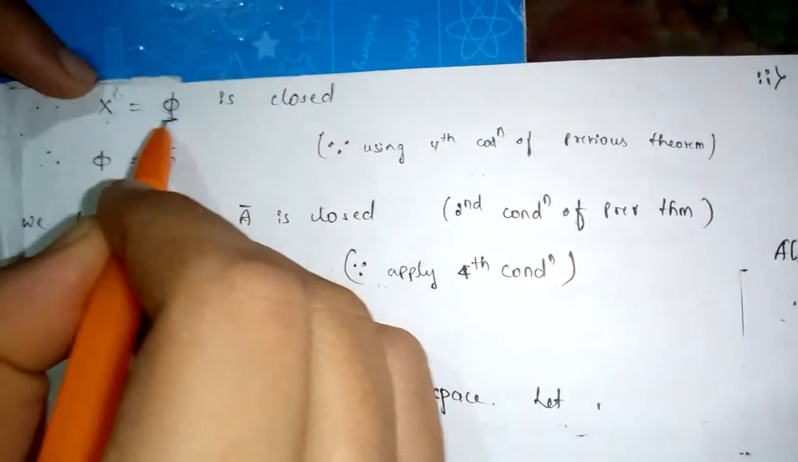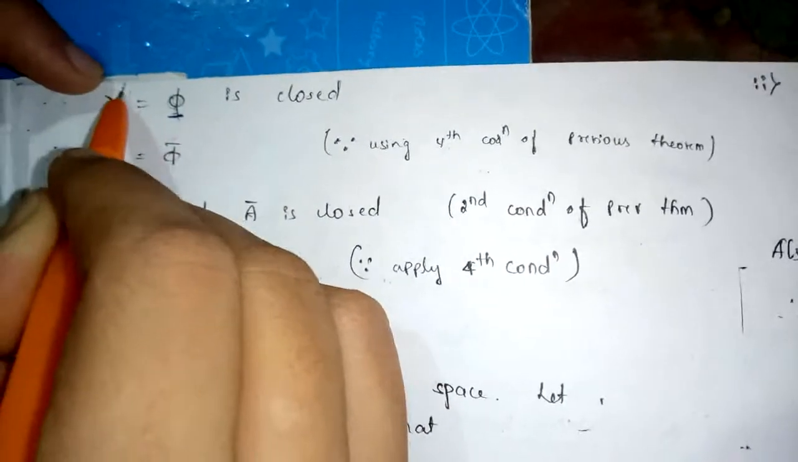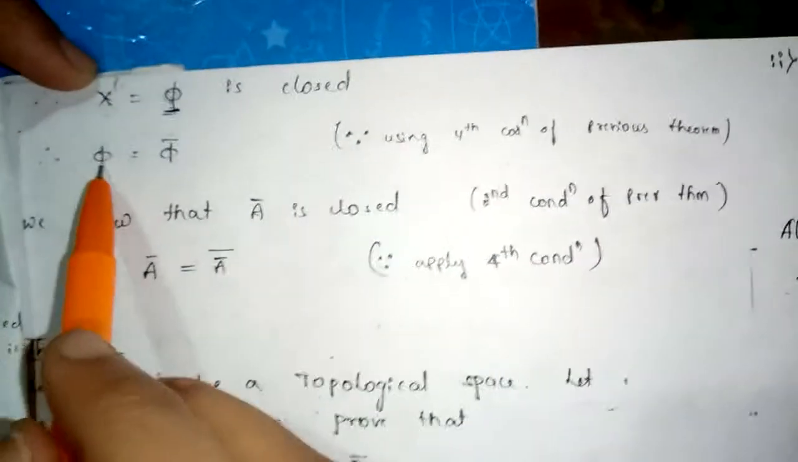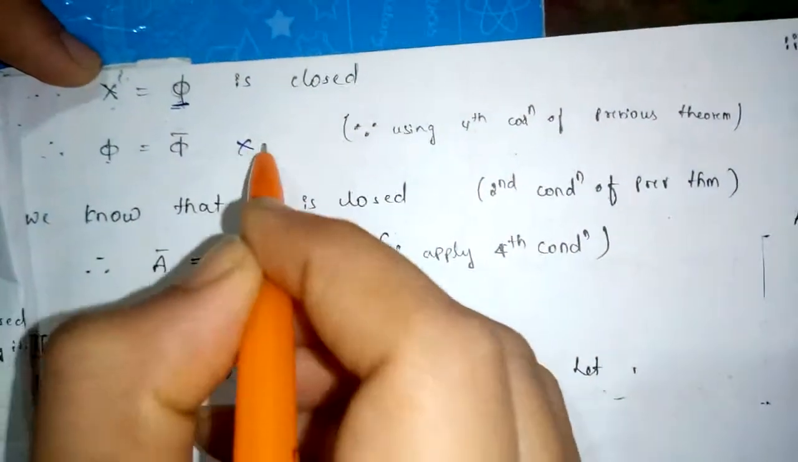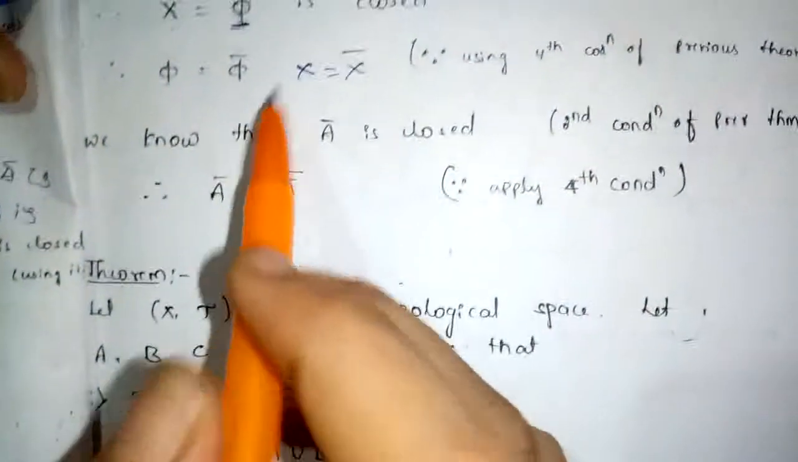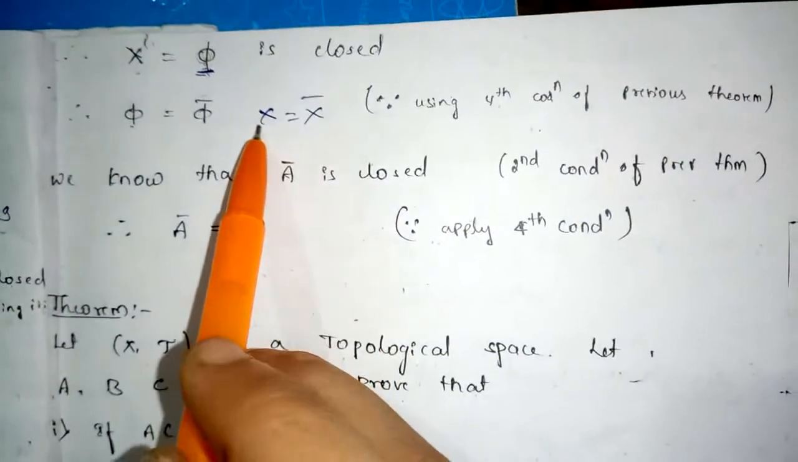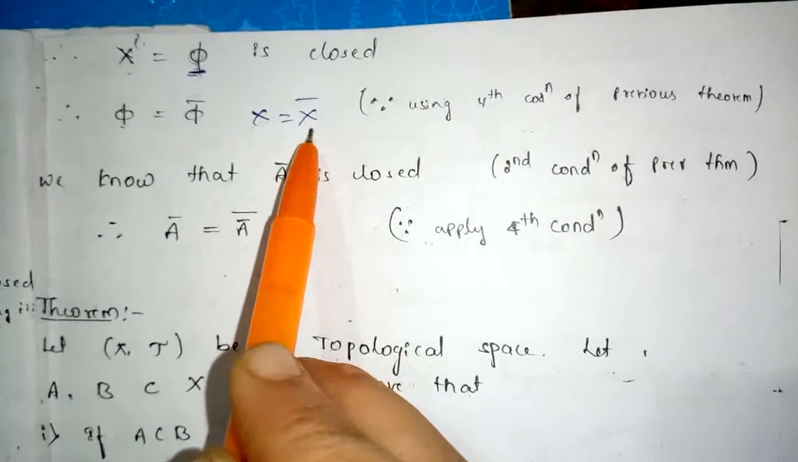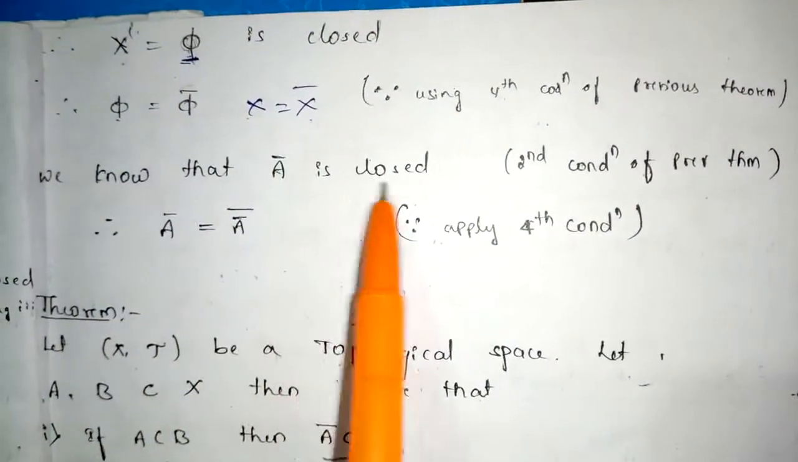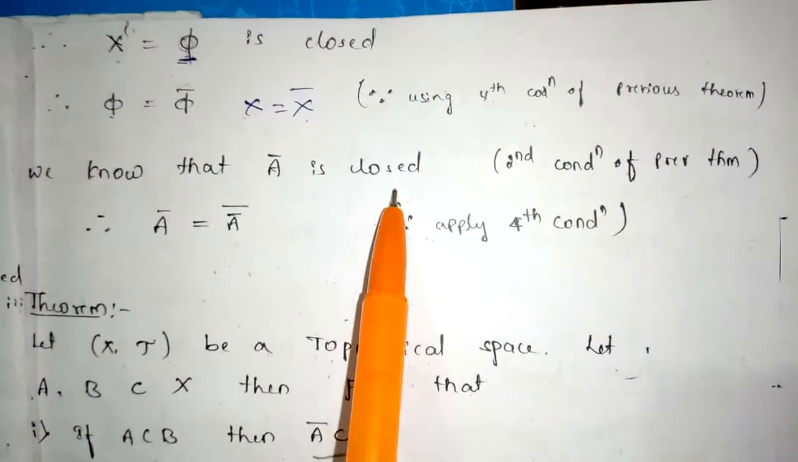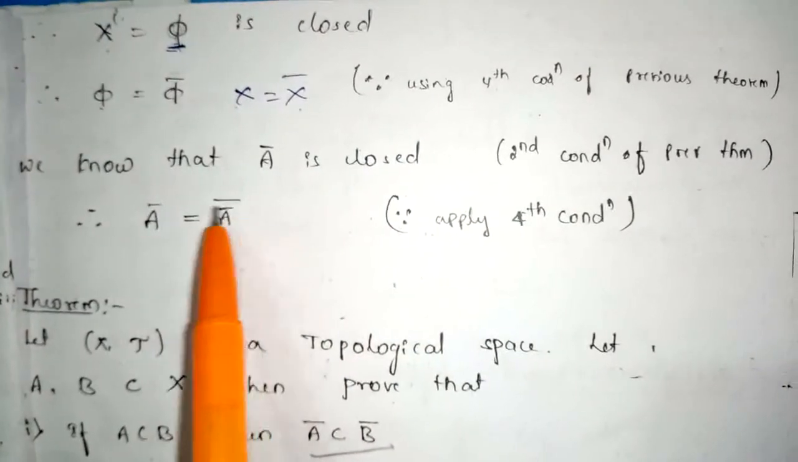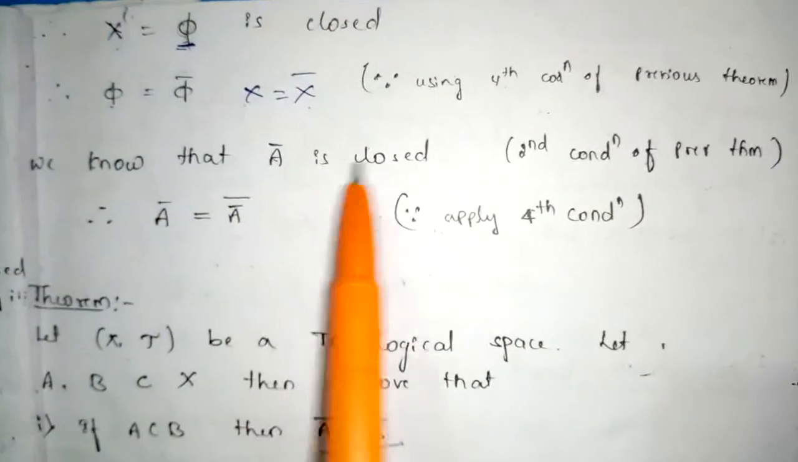Phi is an open set. Then X complement is open, then automatically X is closed. Therefore, X is equal to X bar, because if A is closed, A is equal to A bar. By using this property, we have to say that X is equal to X bar. We know that A bar is closed. If A bar is closed, then A bar bar is equal to A bar, because A bar is a closed set.